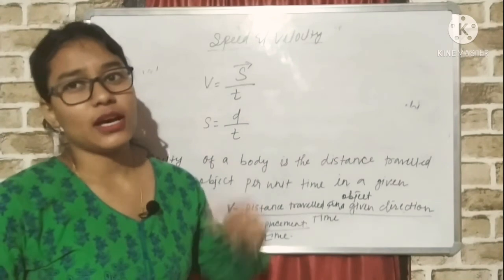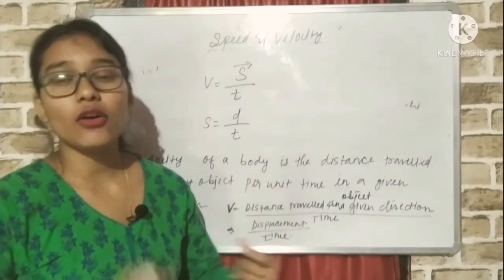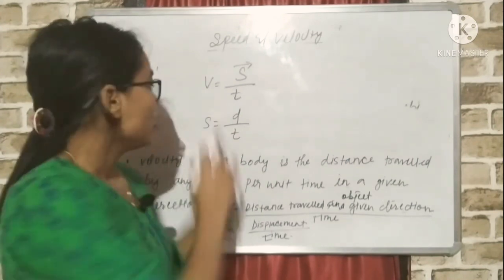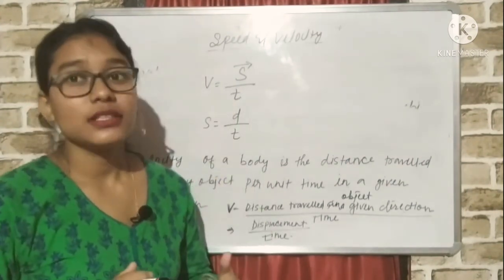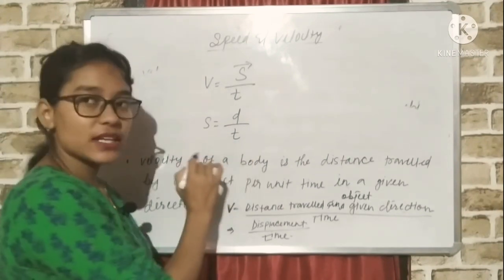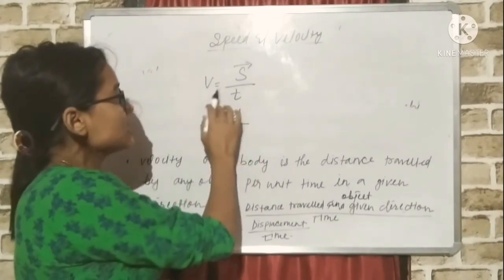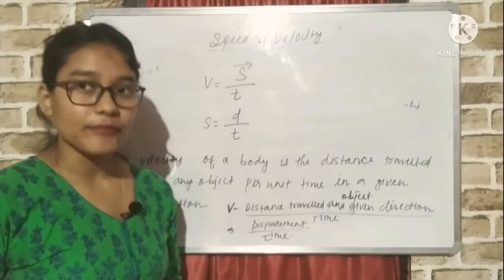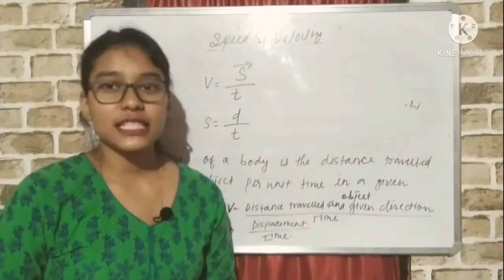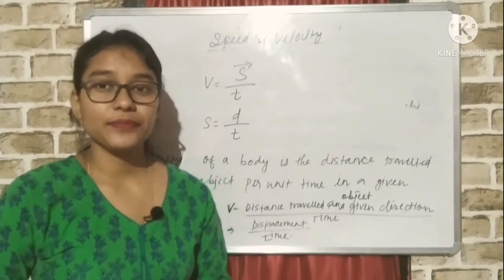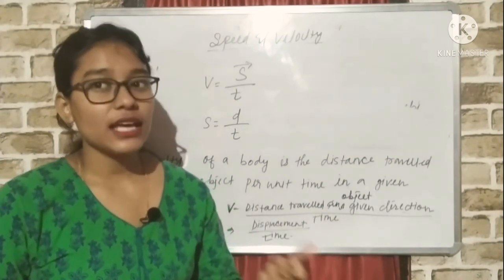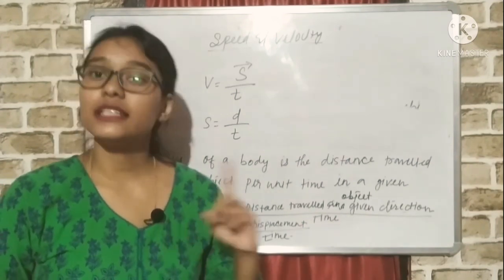Everything is the same between speed and velocity. Only what changes is that velocity depends on direction, whereas speed doesn't depend on direction. Okay, so the formula of speed is speed equals distance by time, and the formula of velocity is displacement by time. Okay, and what do you think? Is velocity a scalar quantity or a vector quantity? Velocity is a vector quantity. Why? Because it is direction dependent.